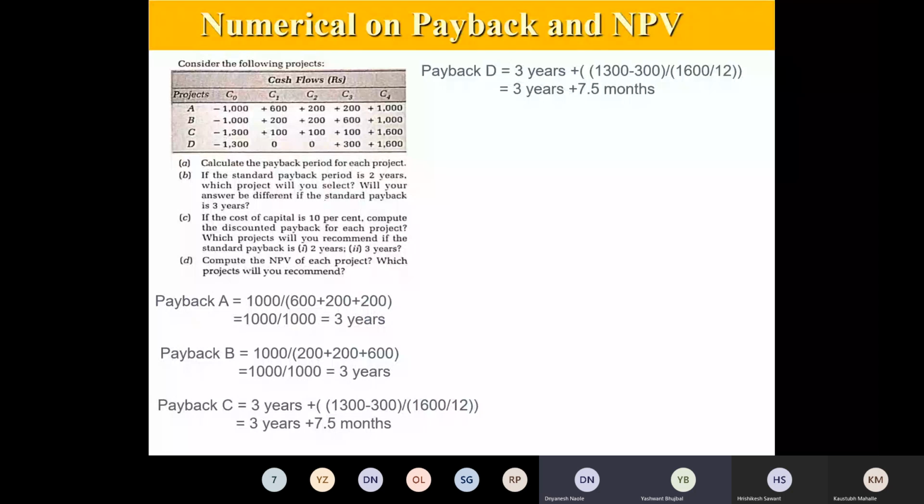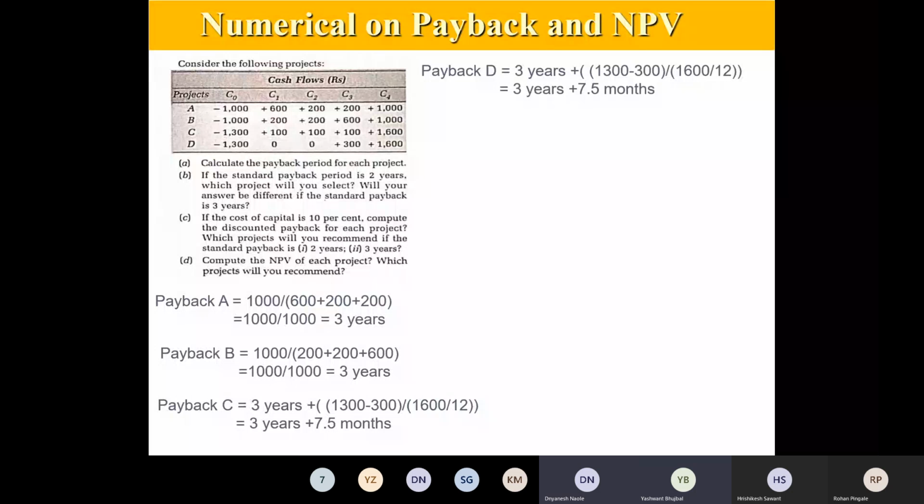Now you read point B. If the standard payback period is 2 years, which project will you select? If the standard payback period decided by the management is 2 years, which project will you select out of A, B, C, D? Either A or B. Yes, sir. A. E. Why E?